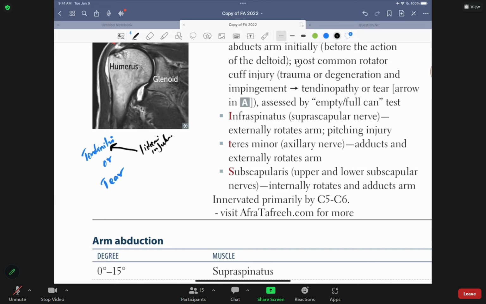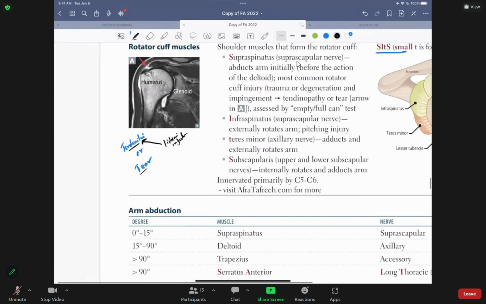Okay. I gave you the most filtered information you can possibly learn in this shoulder, folks. If you know this, you cannot go wrong. So lidocaine injection makes tendonitis better. A tear will not get better because it's a structural tear. So you have to surgically fix it, folks. Okay. So that's that. Is everybody clear?